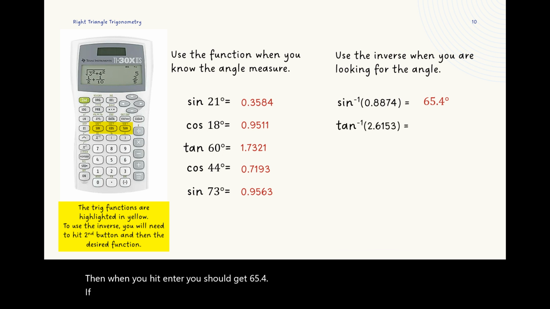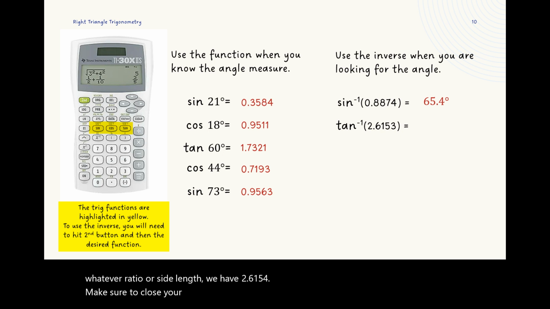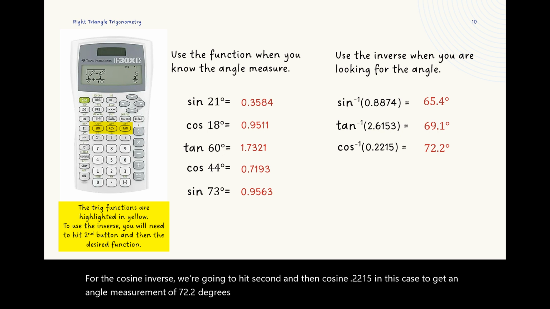If we need the tangent inverse, that means we'll hit second tangent and then whatever ratio or side length we have, 2.6154. Make sure to close your parentheses and hit enter, and we should get 69.1 degrees. For the cosine inverse, we're going to hit second and then cosine, 0.2215 in this case, to get an angle measurement of 72.2 degrees.